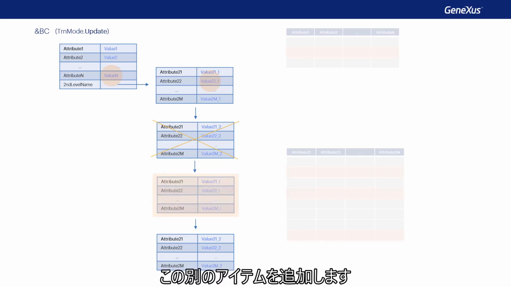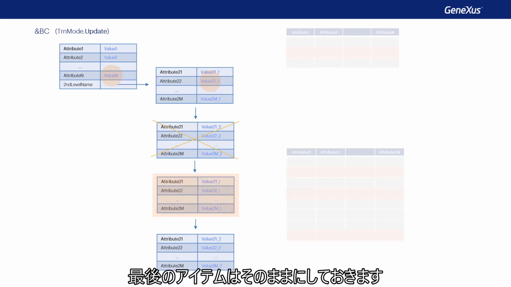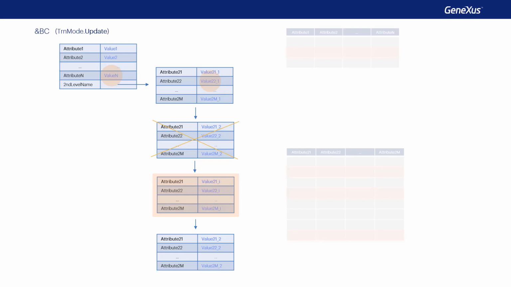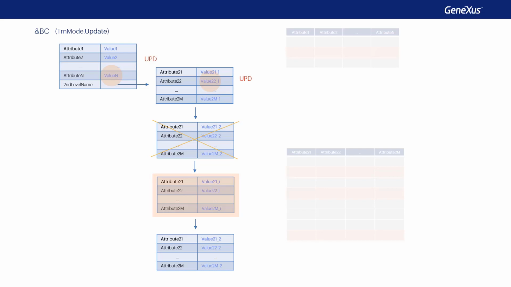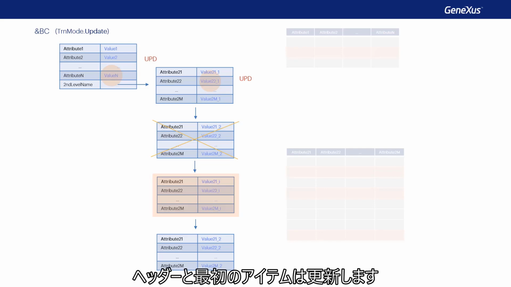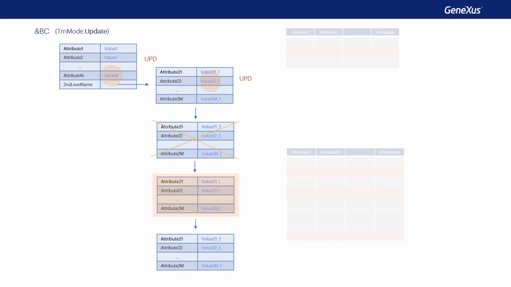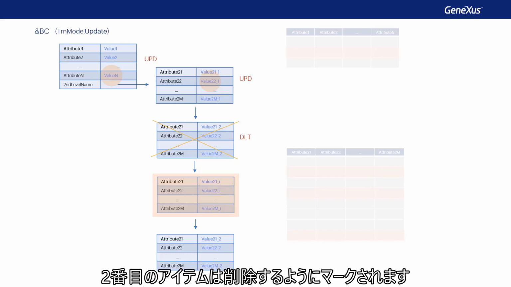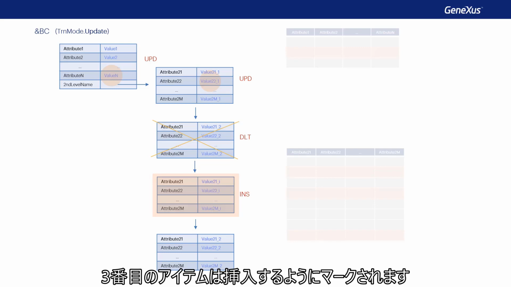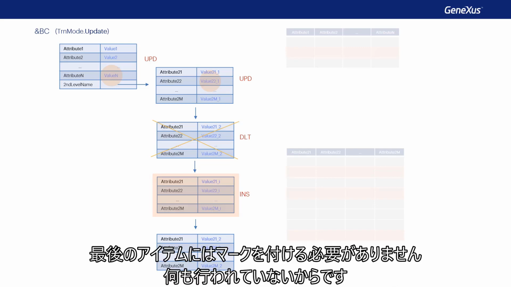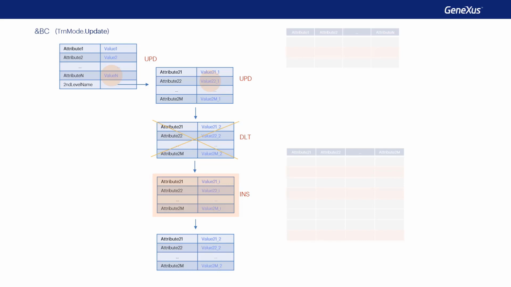Add this other one, and leave the last one as it was. Then the elements of the BC are marked in this way. Header and first item to be updated, second item marked to be deleted, third item marked to be inserted, and the last one wouldn't need to have any mark because nothing was done with it. We'll return to this later.